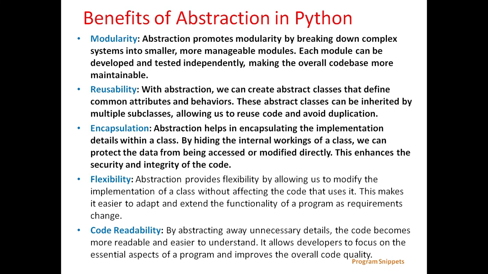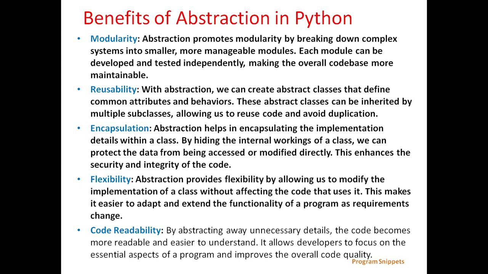Then encapsulation. Abstraction helps in encapsulating the implementation details within a class. By hiding the internal working of a class, we can protect the data from being accessed or modified directly. This enhances the security and integrity of the code. Then flexibility. Abstraction provides flexibility, which allows the user to modify the implementation of a class without affecting the code that uses it. This makes it easier to adapt and extend the functionality of a program as requirements change.